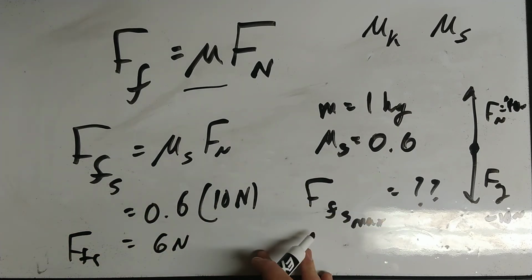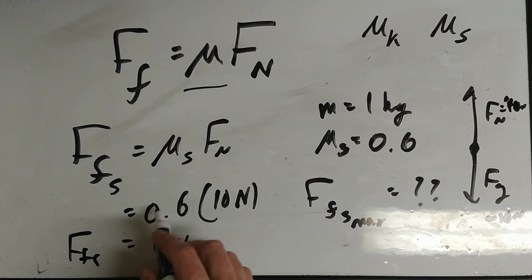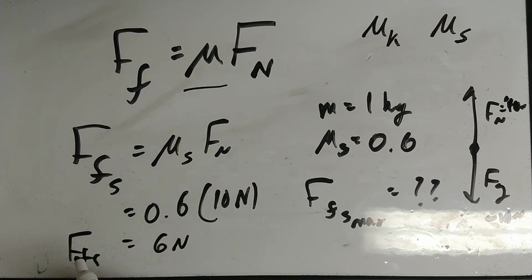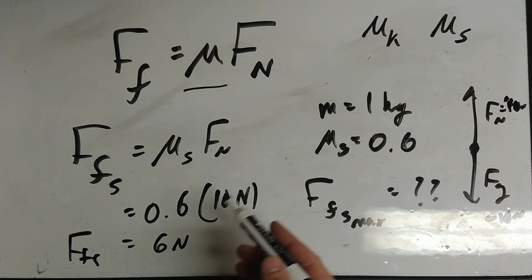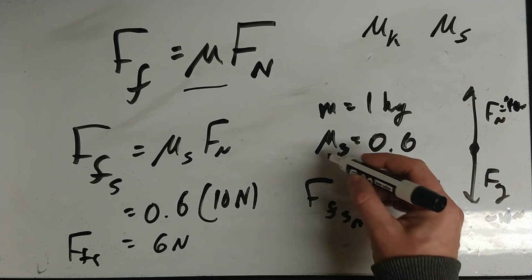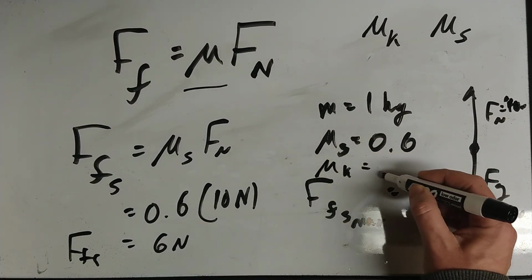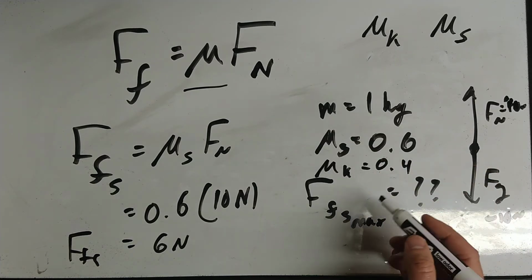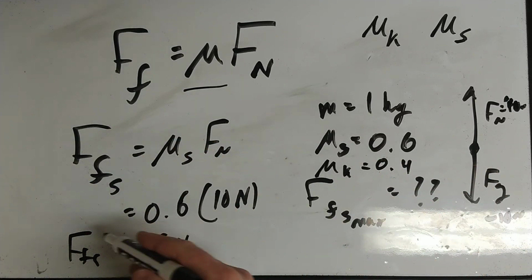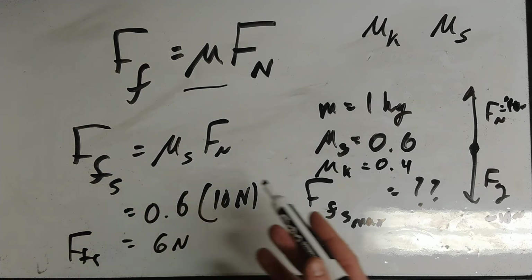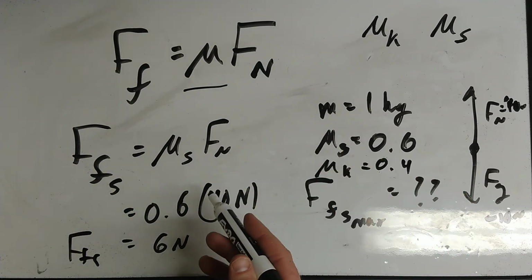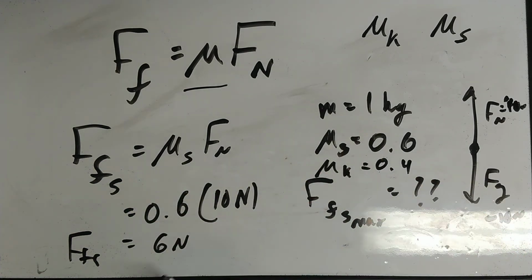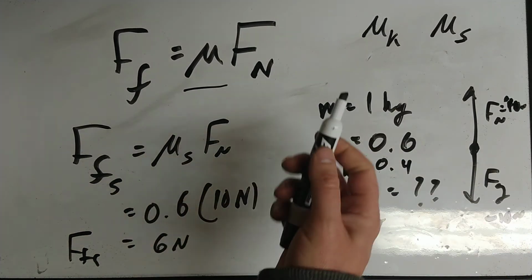And it's going to take something less than that to keep it sliding. So I think of that coefficient as a percentage of the normal force. Let's say the kinetic friction, mu sub k, is 0.4. Then if I want to figure out the force required to keep it sliding, it would be 40% of the normal force, or about 4 newtons. So that's how you use this equation.